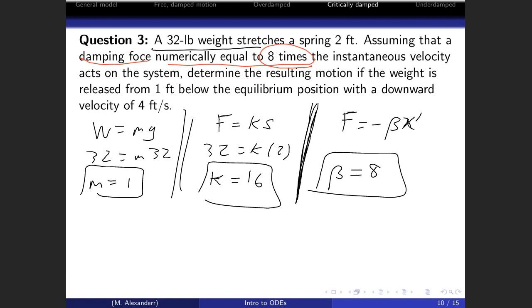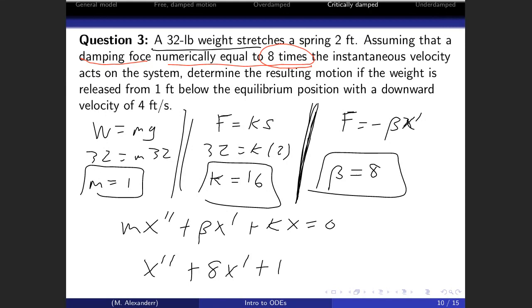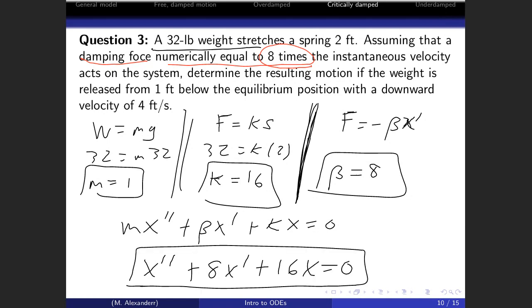Okay, so that means that we're going to set up our equation, and remember that the equations always have this format: m x double prime plus beta x prime plus k x is equal to 0. We plug in our numbers, and we get x double prime plus 8x prime plus 16x is equal to 0. Now we have this differential equation, and everything else stays the same.